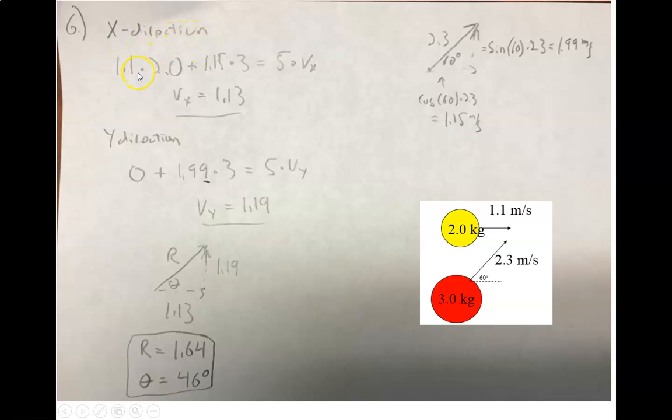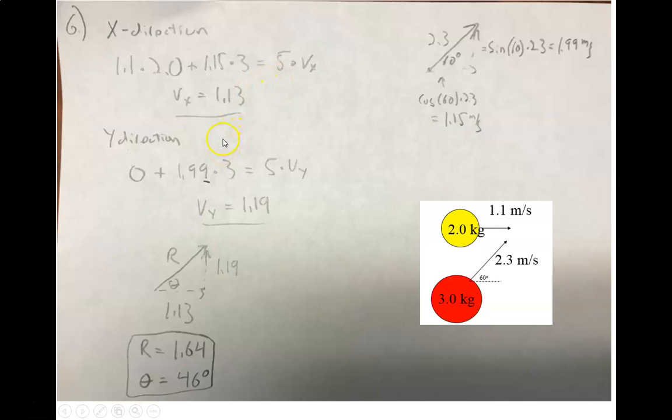So we look at the yellow ball first, and it's got positive 1.1 times 2, mass times velocity, plus the mass times velocity of the red ball in the x direction. So the mass is 3. The velocity is 1.15. That's what we got as the x velocity here. That's going to equal the final x velocity of the thing that's stuck together, which is 2 plus 3. And we get Vx equals 1.13 meters per second. So that is our x velocity.